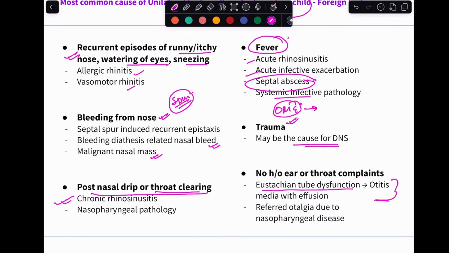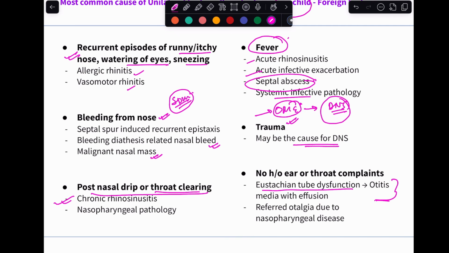So when you check the nose in these cases, often you'll see a DNS and you'll see, okay, maybe that's what's causing the eustachian tube dysfunction leading to OME. So in this case, our treatment would have to be directed towards the root cause over here, which is the DNS, rather than the ear itself. So that's why we should take a history of ear and throat complaints as well when we find a nose case, so that you're able to connect all of them.